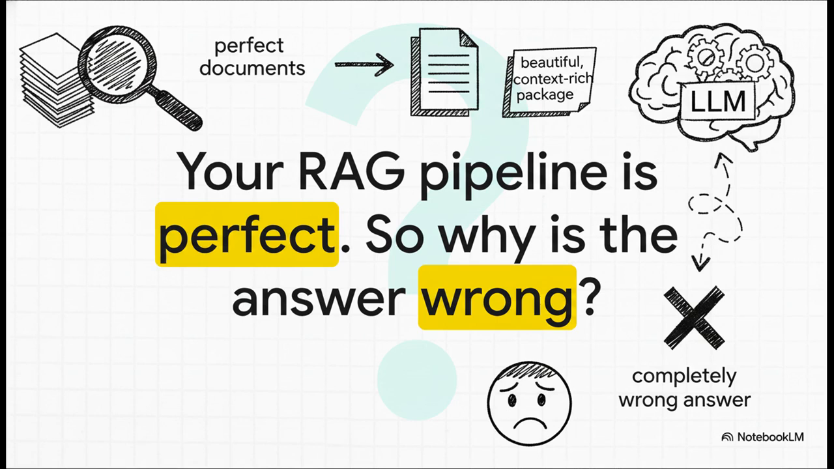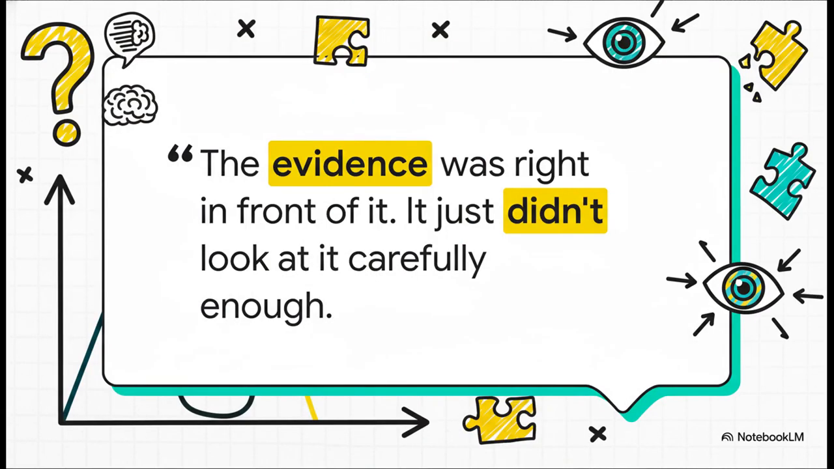So let's set the scene, because I'm sure you've been here. You've spent weeks, maybe months, building a state-of-the-art retrieval augmented generation system. Your retriever? It's perfect. It goes out and finds the exact documents with the answer you need. You feed this beautiful context to the large language model, and it looks you dead in the eye and gives you a confidently, completely wrong answer. If this sounds familiar, you are definitely not alone.